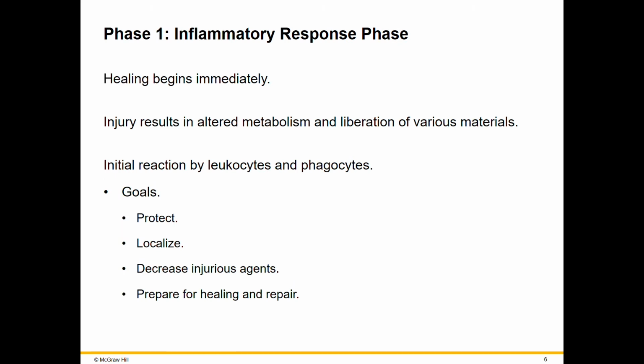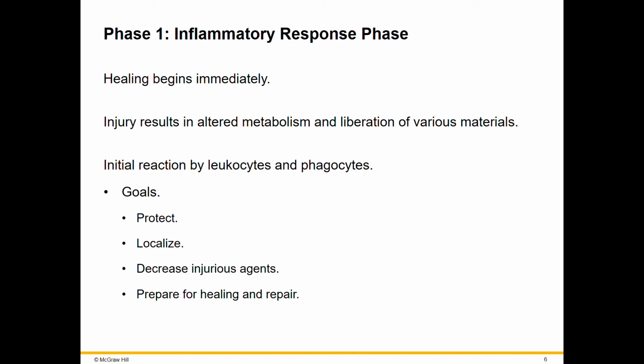and that's going to be the inflammatory response phase. So once a tissue is injured, as soon as it becomes injured, the process of healing begins. The destruction of the tissue produces a direct injury to the cells of the various soft tissues. So the cellular injury results in altered metabolism and the liberation of chemical mediators that initiate the inflammatory response. So this is going to be characterized symptomatically.